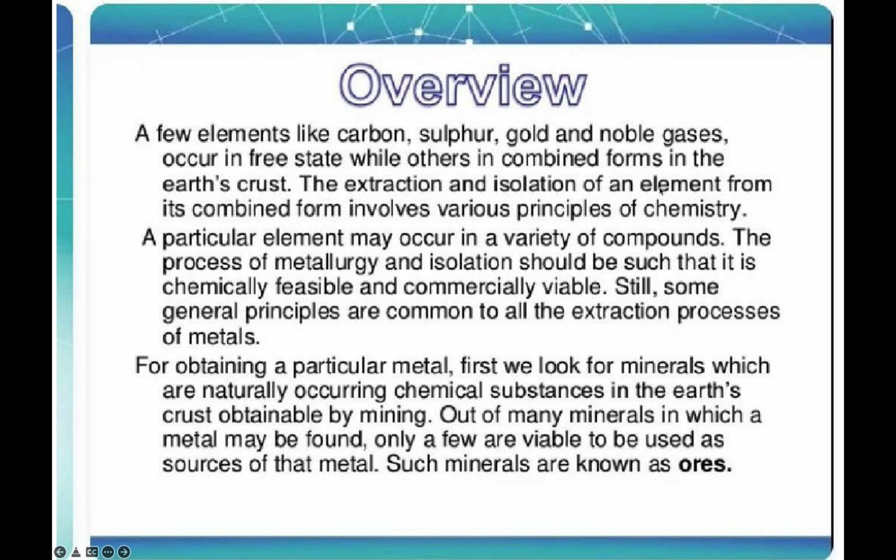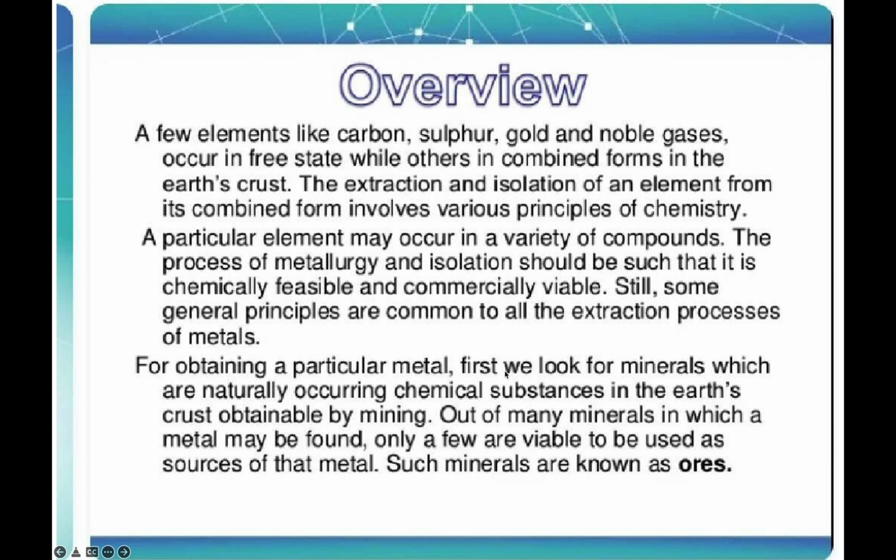So the extraction and isolation: if an element is seen in combined form in nature, you have to identify and extract or isolate it separately from its combined form, and it involves various principles of chemistry. A particular element can be seen in a variety of compounds. The process of metallurgy and isolation should be chemically possible, easy and not very difficult, and commercially viable. If you have to spend lots of money on that, it's not practical. But some general principles are common to all the extraction processes of metals, so we learn it thoroughly in this unit.